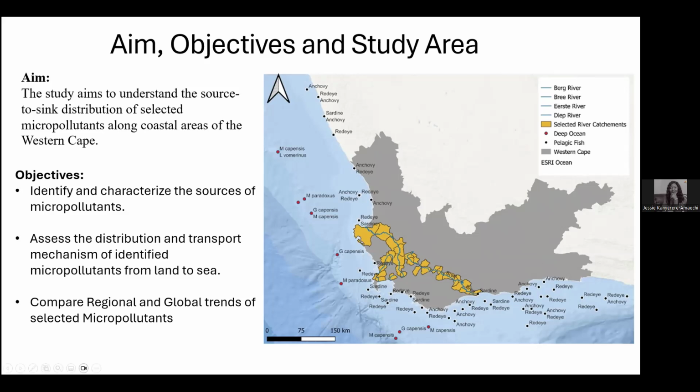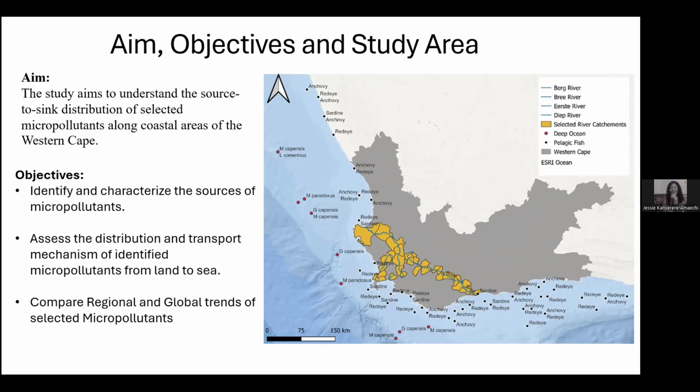So here is just my preliminary map that I am working on. You can see the shapefile of the Western Cape. And we also have different types of fish that we are going to analyze for these micropollutants.